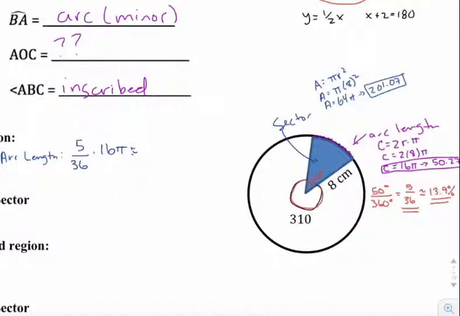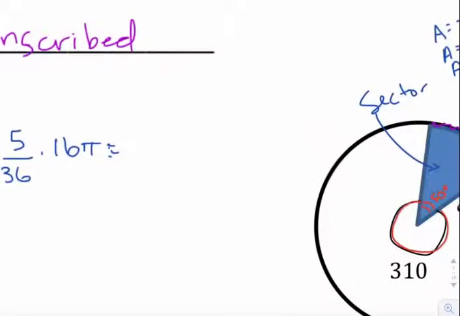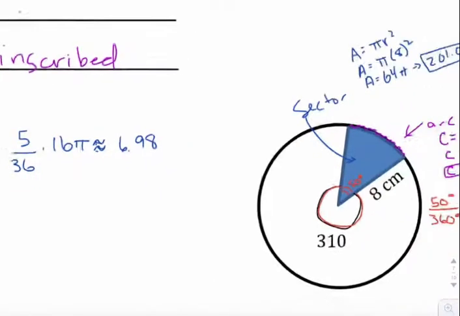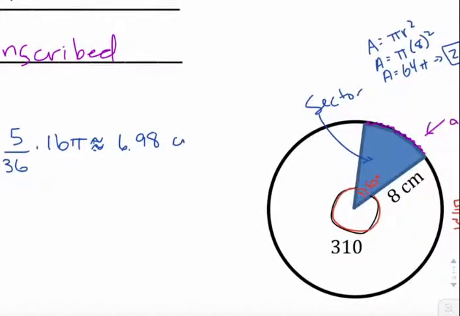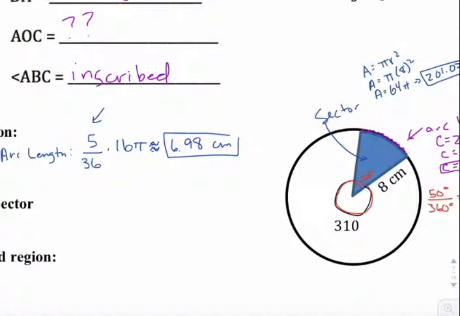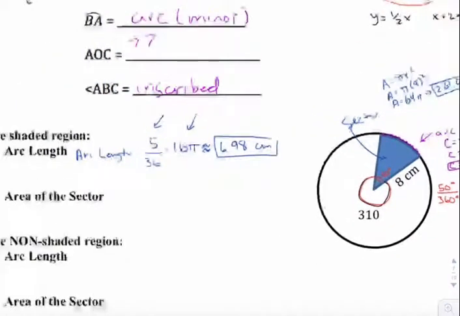the little part covered by 50 degrees is approximately 6.98, whatever measurement we're in, centimeters. So again, I just took the percentage, which is 5/36, times the whole circumference, which was 16 pi, and I got about 6.98 centimeters. We're going to do the same thing for the area sector.